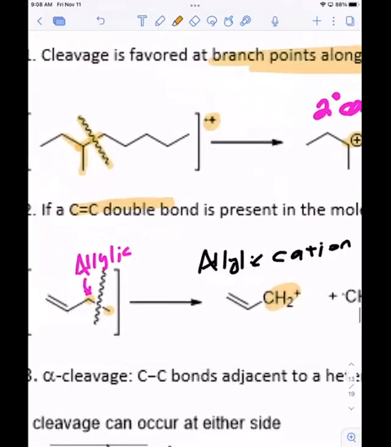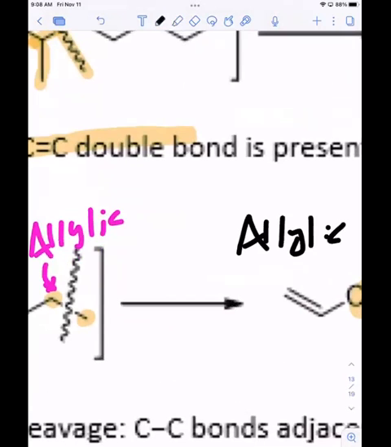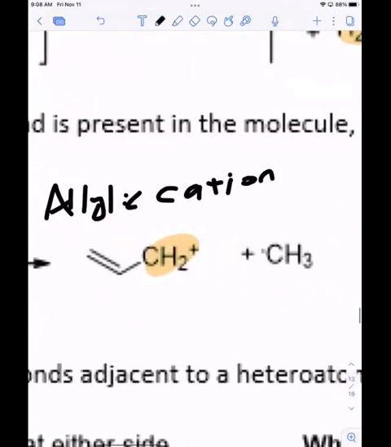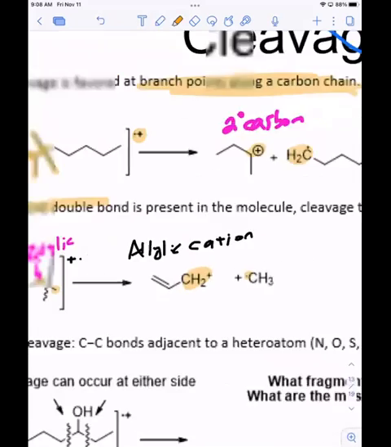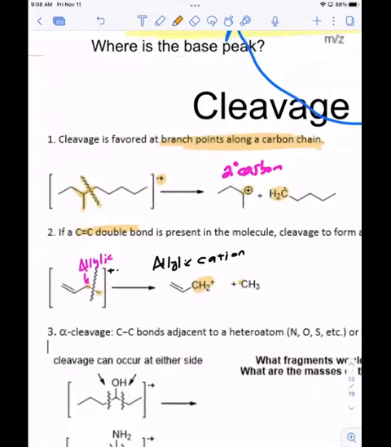Again, let me write it out here. This is a radical cation, and one of those species is going to become the cation. The other one is going to become the radical. So I get a methyl radical and the allylic cation. If I have a double bond present, it's not going to chop the double bond in half. It's going to cleave at an allylic location, because even though in theory you could break that molecule up into whatever pieces you want to, practically it's about the stability of the fragment.